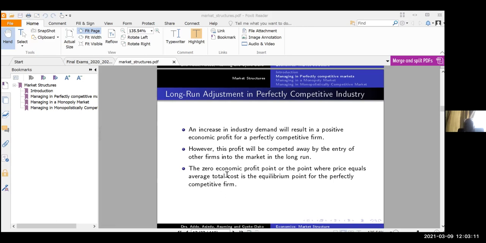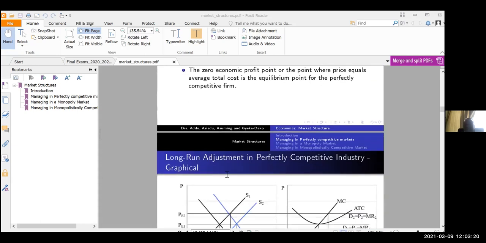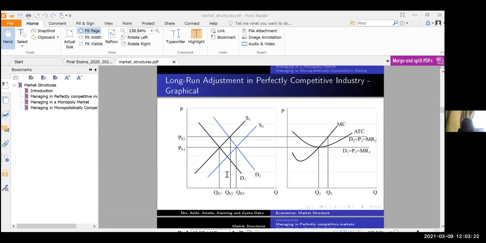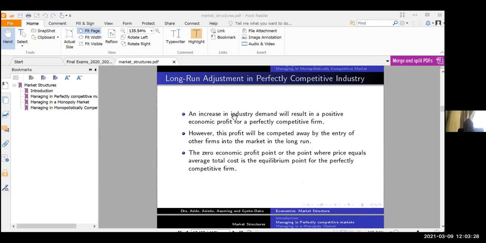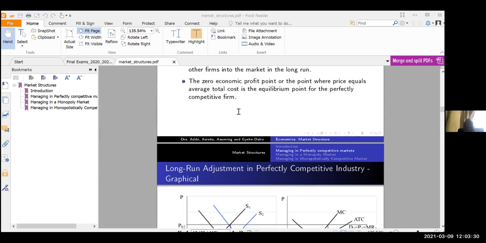All that nice English can be, you know, economists, we don't like English too much. We can represent all that with a graph, okay? So that is the graph. It's not very complicated, just try and follow, okay? Let's take the first point. The first point is saying there's an increase in industry demand, okay?